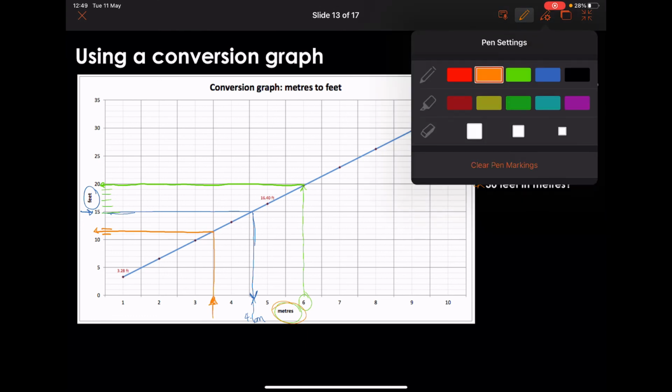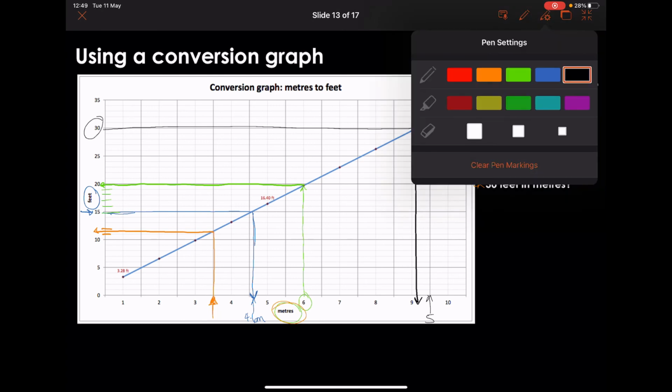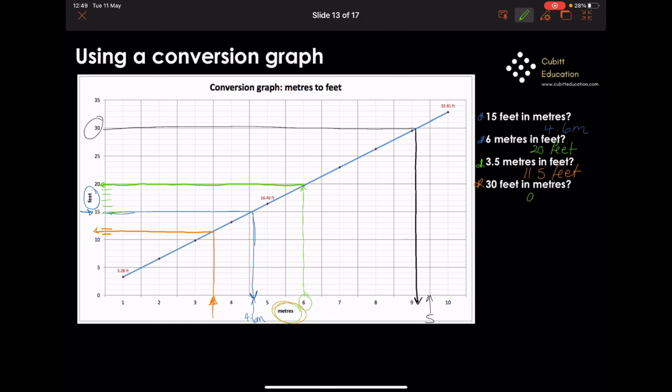Okay. And then the last one, 30 feet in meters. Again, let me see if I've got a different colour, or we could use black this time because it would work. 30 feet in meters. We go up to 30. And we're going to go all the way along this line and down there. Okay, here's 9.5. So that might be around 9.2, something like that. I'm not going to be able to use black on there, so 9.2 meters. Okay, not bad. So that's quite easy.